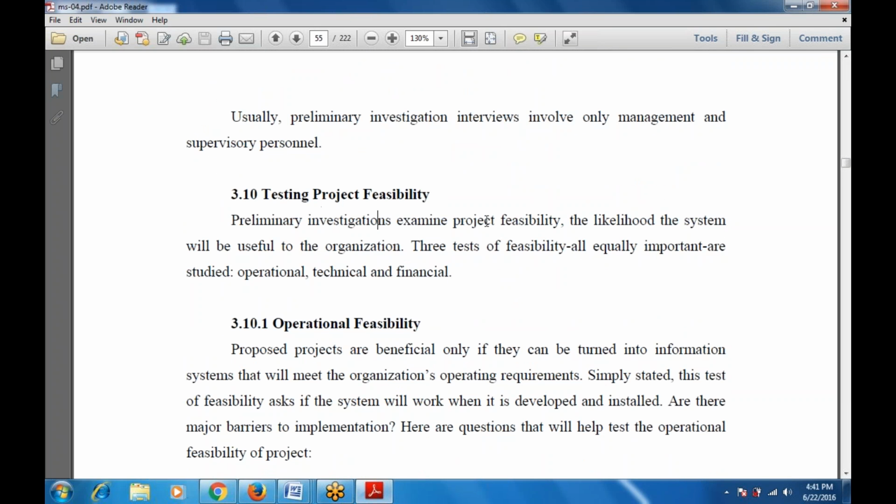The investigation also examines the project feasibility, like the likelihood that the system will be useful to the organization. Three tests of feasibility are equally important: operational feasibility, technical feasibility, and financial feasibility. Operational means whether it operates and turns out to be very beneficial for the organization. Technical means what techniques are required for building a system. Financial means what amount of money is required to build a system.